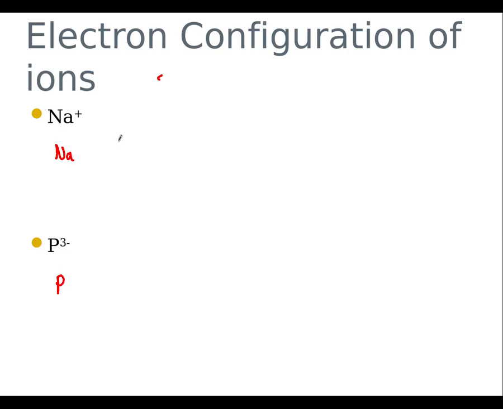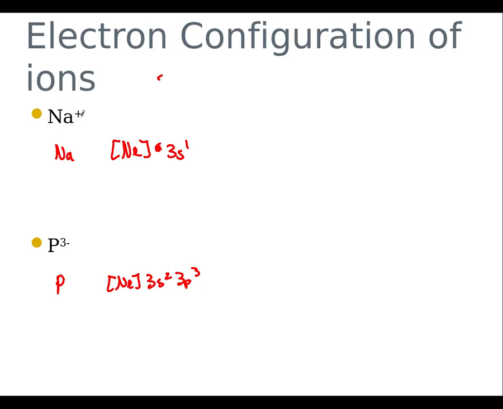Sodium has the electron configuration having neon, and then a 3s orbital with just a single electron in it. And phosphorus, when we did that, also had neon, but it had 2 electrons in the 3s orbital and 3 electrons in the 3p orbital. All right, so that would be the electron configuration of those neutral atoms.